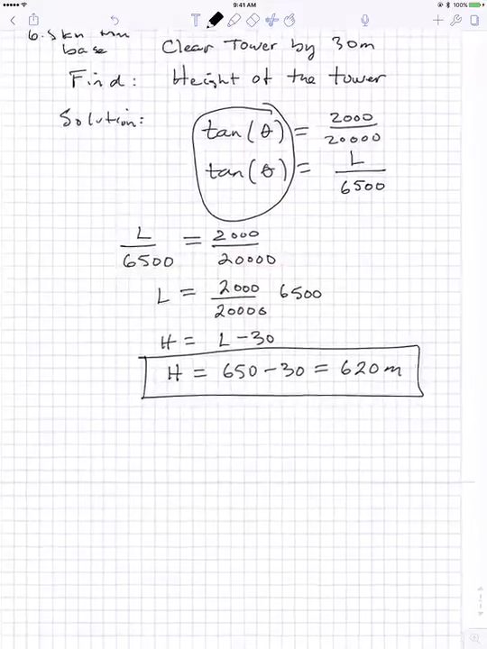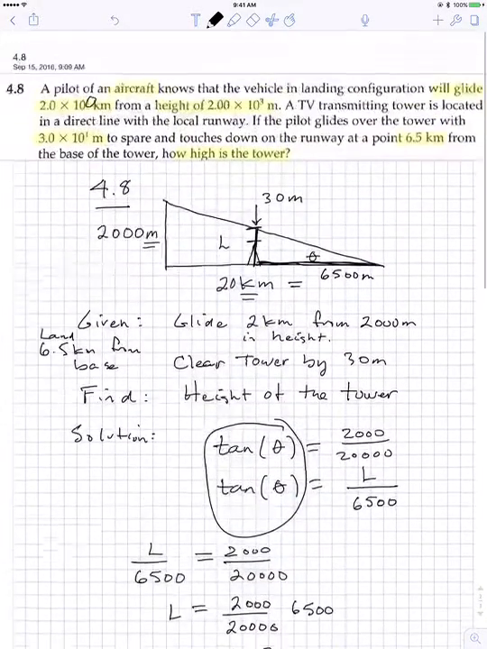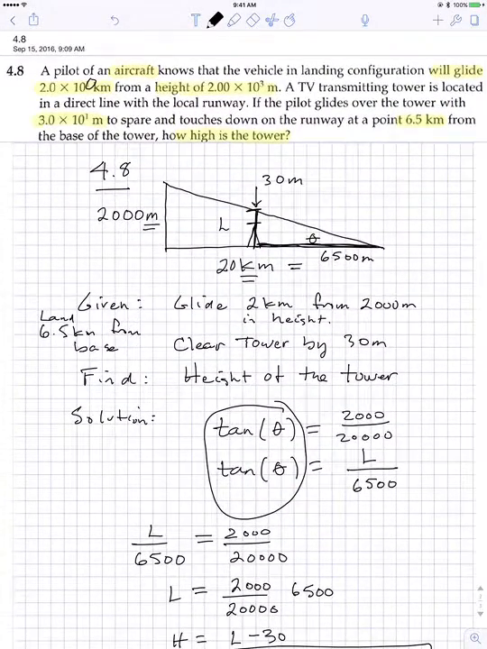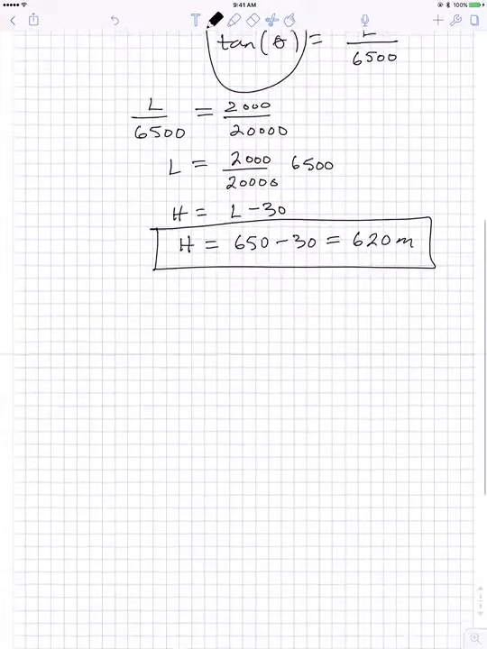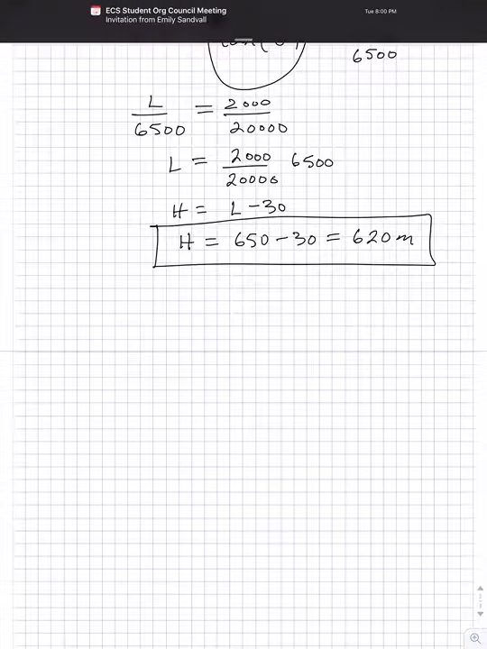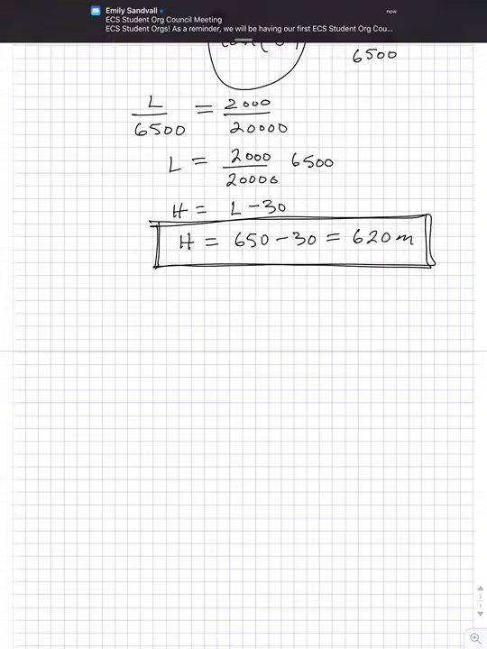Okay, now we check our significant digits. If we go back to the original problem statement, it looks like in some places there's 3 significant digits, but most places it's 2, so the least number of significant digits drives our final answer, and so we would report this as 620 meters. So there's a solution for 4.8.